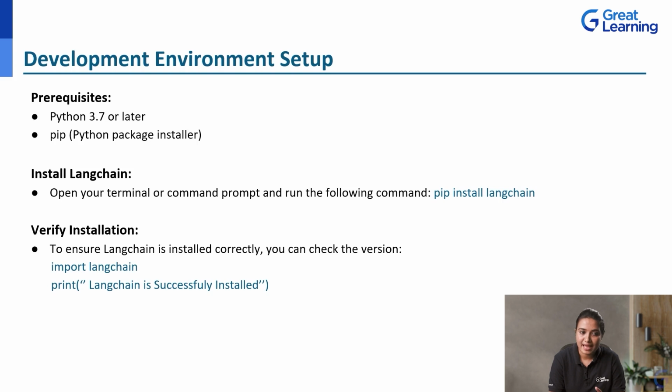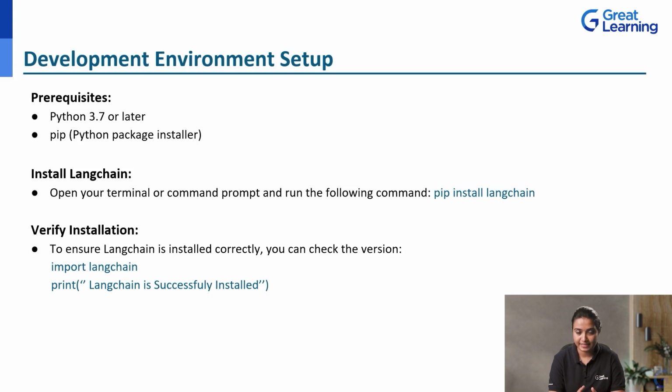So, install LangChain. How do you install? Just open your command prompt and run the command pip install langchain. Before that, ensure that you are in the directory where Python has been installed. After that, pip install langchain will work. Then, verify the installation. Very simple.